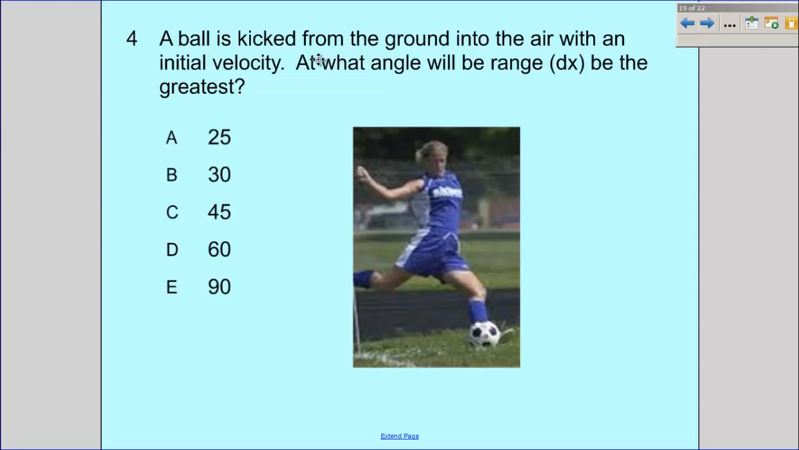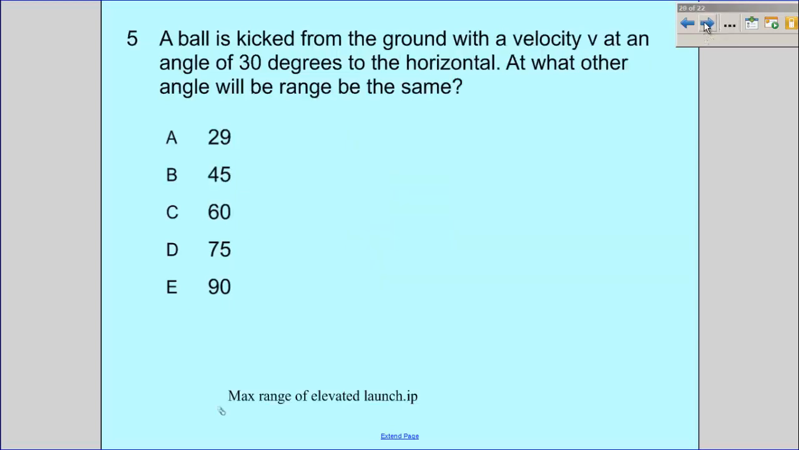but it's asking you what angle from the ground, from the horizontal, with some initial velocity, what angle will yield the largest range? And you guys probably remember that this is going to be 45 degrees. And if you went into a little more depth, you'd actually figure out why, and we may do that if you don't remember.